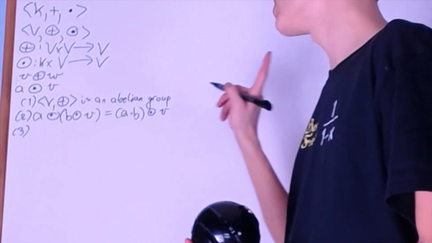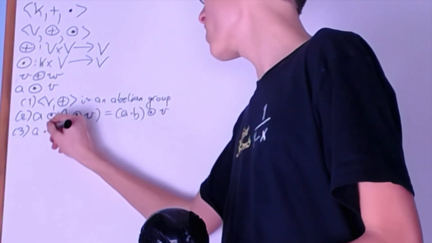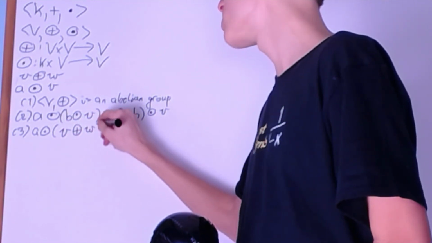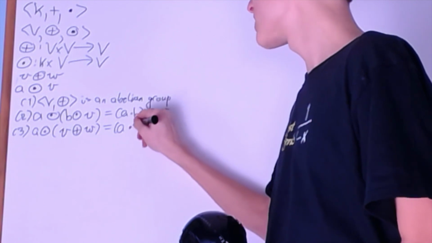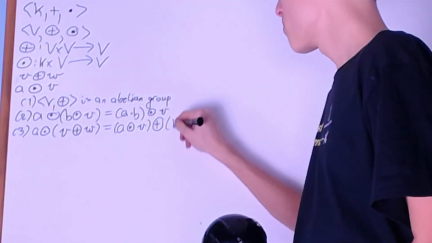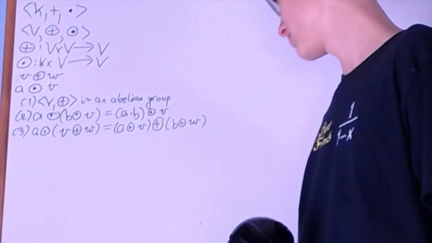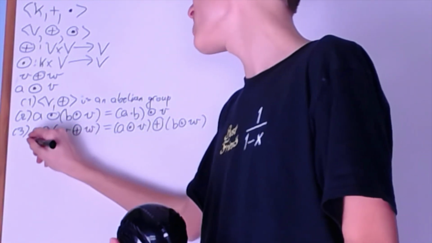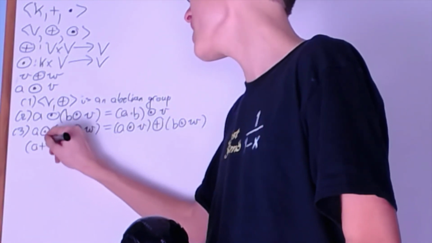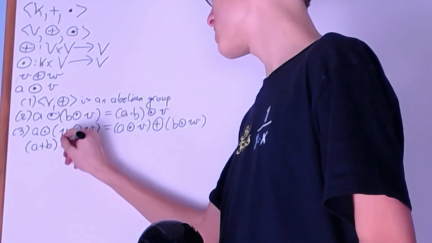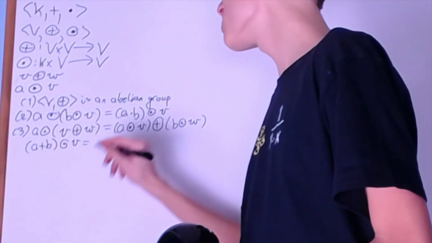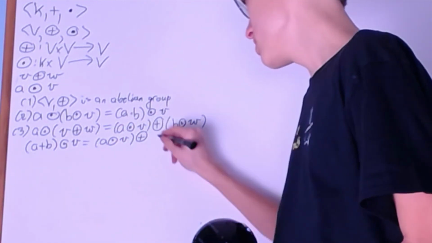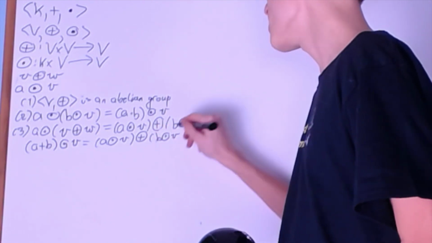That's why this is a necessary condition. Three is two types of distributive properties. The first kind is with vector addition. So if I have A scalar multiply V vector add W, this is going to be equal to A scalar multiply V vector add A scalar multiply W. So that's just simple distributive property. And the other type is with addition on the scalar. So if I have A plus B in the field, and I scalar multiply that with some vector V, this is going to be equal to A scalar multiply V vector add B scalar multiply V.